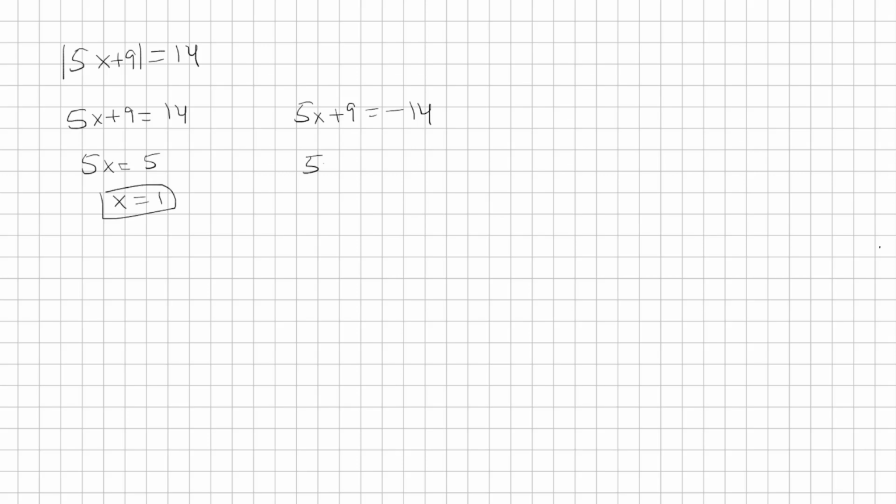And now we're going to subtract 9 again and get negative 23. Divide by 5, we get negative 23 over 5. So the two answers here are 1 and negative 23 over 5.